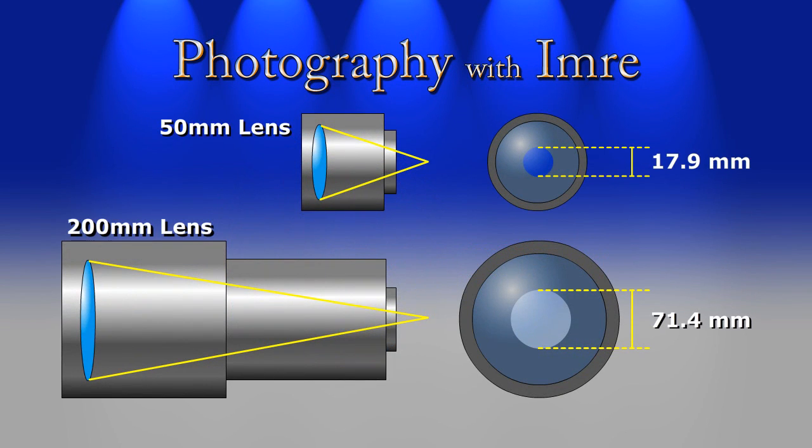In addition, lenses with different focal lengths could complicate things. For example, a 50mm lens with an aperture diameter of 17.9mm lets the same intensity of light fall onto the sensor as a 200mm lens with an aperture diameter of 71.4mm. Yuck! Awful numbers to deal with, and most photographers want to take pictures, not do math.